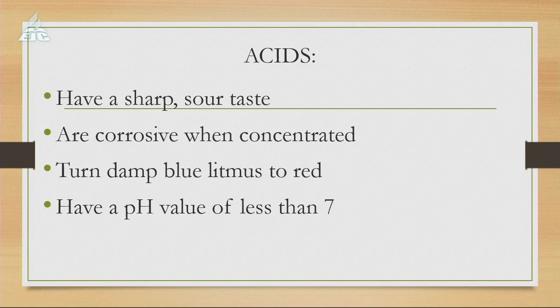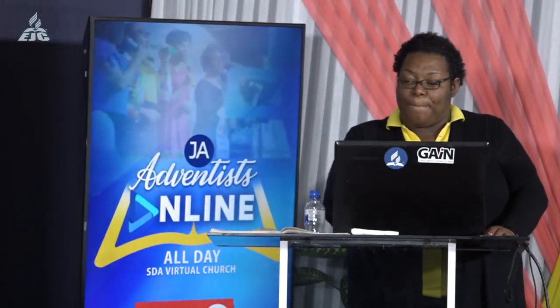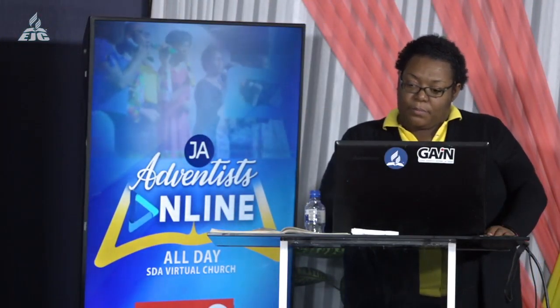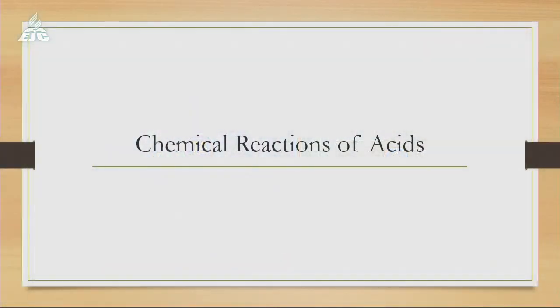And we will explore what litmus is, and we'll see some of the changes. Finally, acids have a pH value of less than 7. Of course, we'll be looking at the pH scale, and we'll be identifying the position of the acids and the bases on the pH scale. Okay, so we have looked at some physical characteristics. We're going to look at some chemical reactions now of acids.